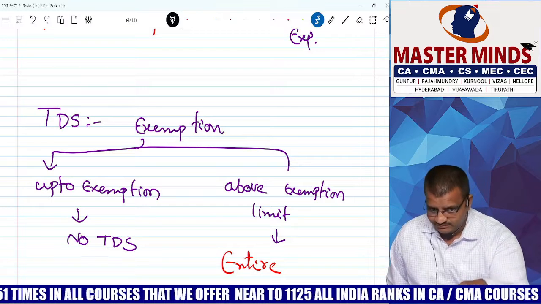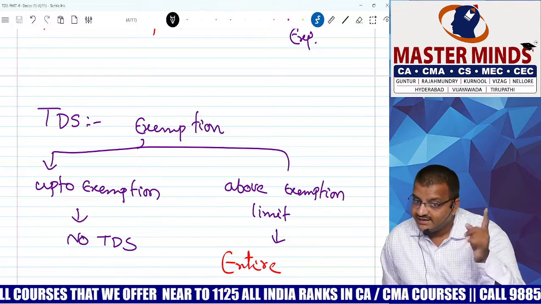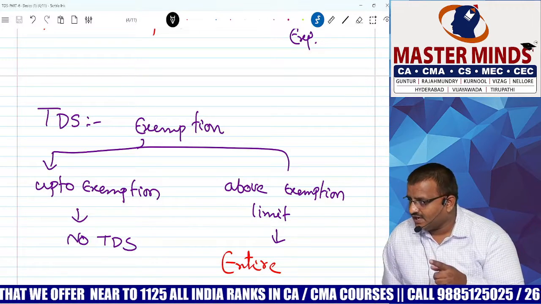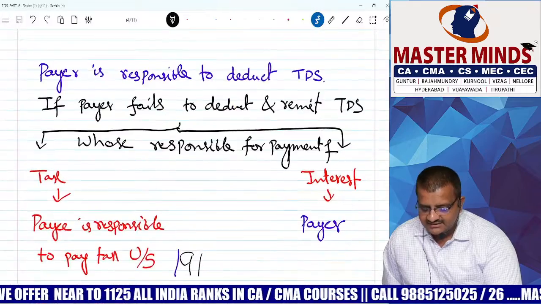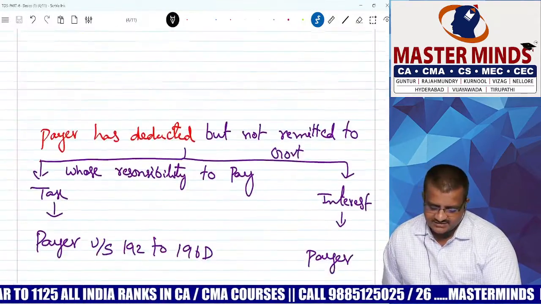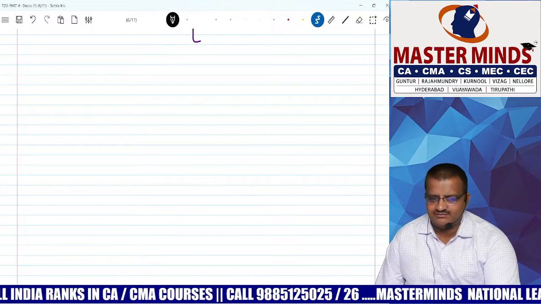For whom? TDS provisions, not for the basic exemption limit. In case of basic exemption limit, my income is 2,60,000, up to 2,50,000 not taxable. Balance 10,000 only taxable. Yes or no? Everyone? Yes. Chalo. Next, another topic, be active.